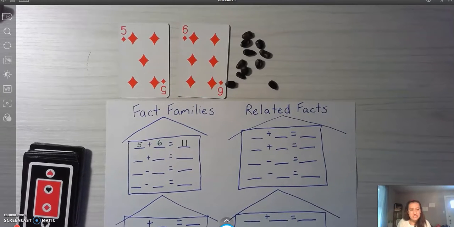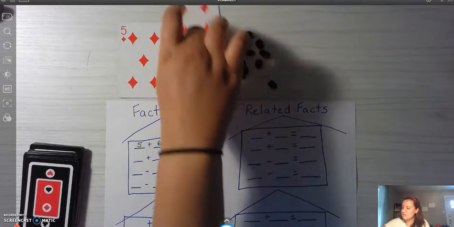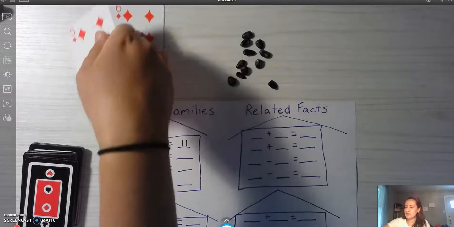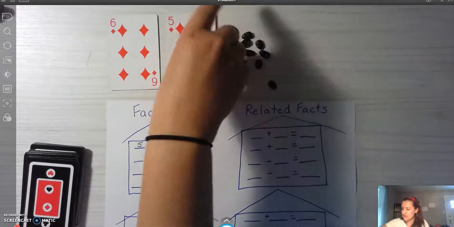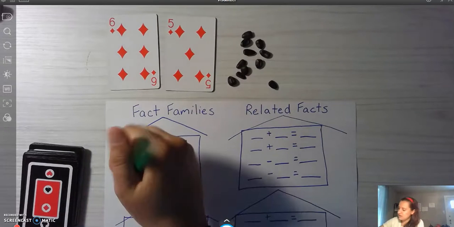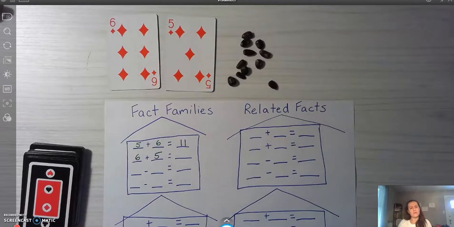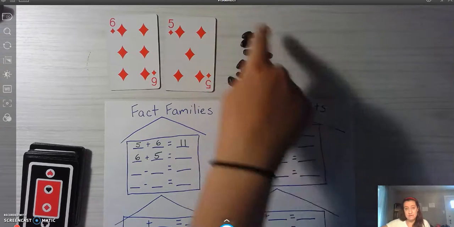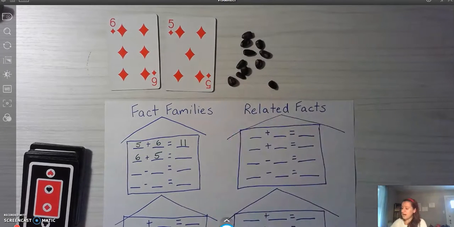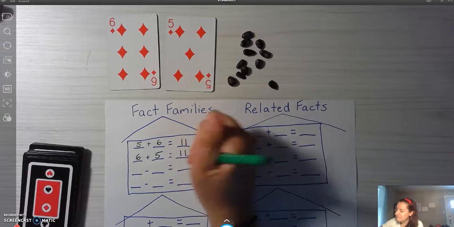For the next equation in your fact family, you will need to flip-flop the numbers. So put my 6 first and my 5 next. So instead of doing 5 plus 6, I'm doing 6 plus 5. Now, what do you think we're going to get when we do 6 plus 5? I have the same number of seeds here, and I still get 11.